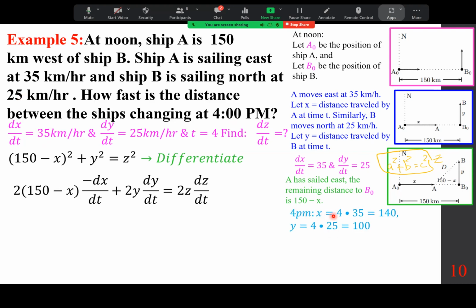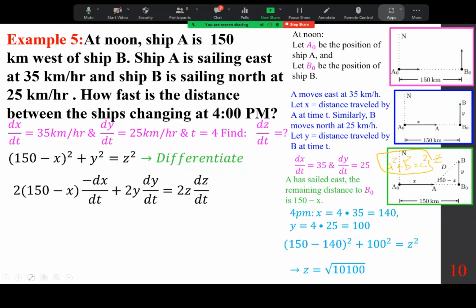So at 4 p.m., x is 4 times 35 or 140. y is 4 times 25 or 100. What about z? Well, again, look at a squared plus b squared equals c squared, meaning look at this formula. Now we have x, 140. Now we have y, 100. So this means that 140 squared, which is 19,600, plus 100 squared, which is 10,000, add up to 29,600. So z is the square root of that precisely.